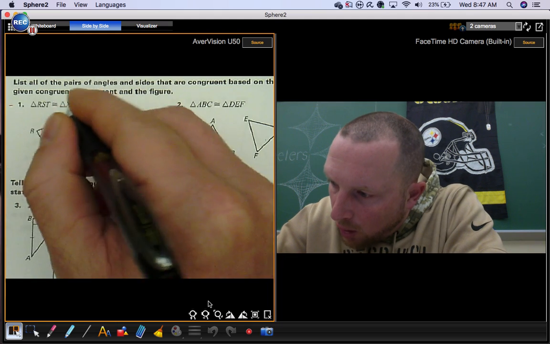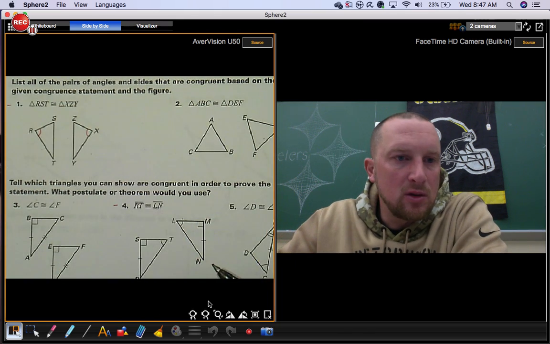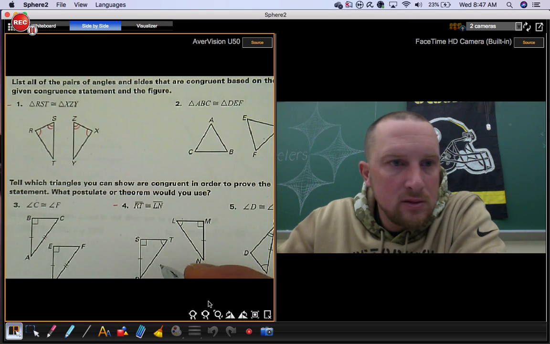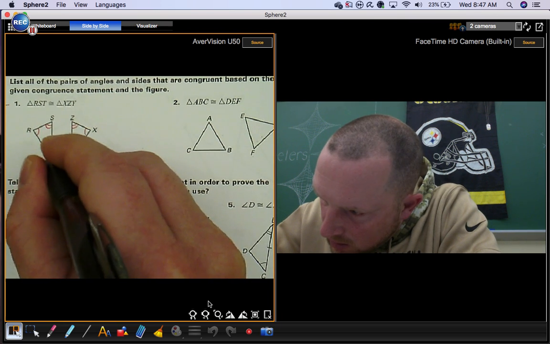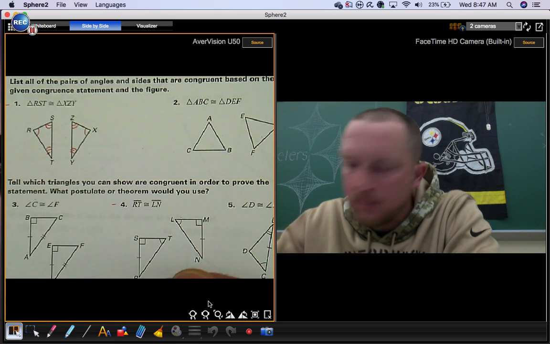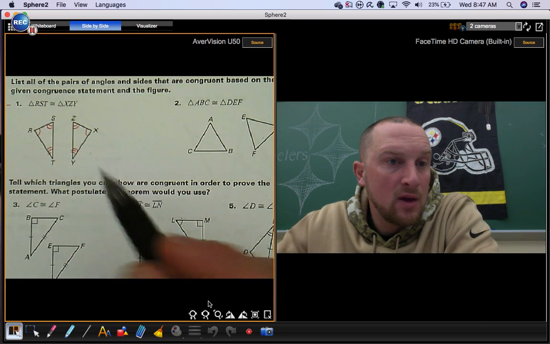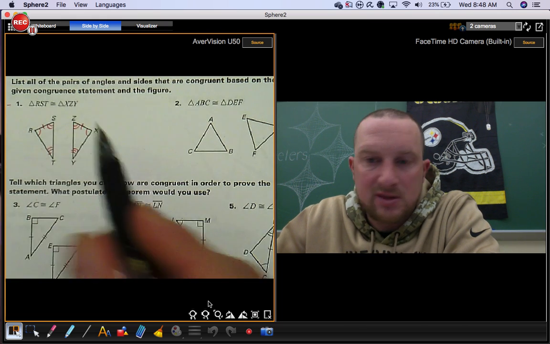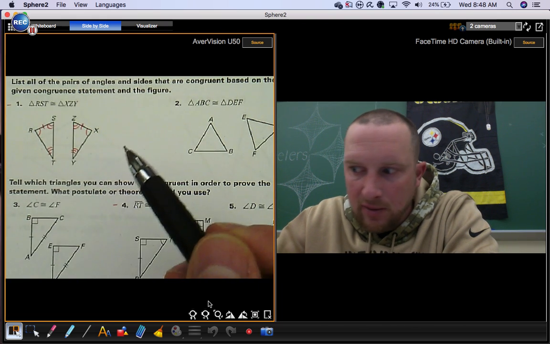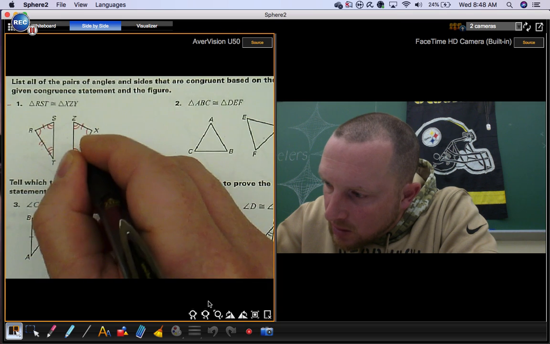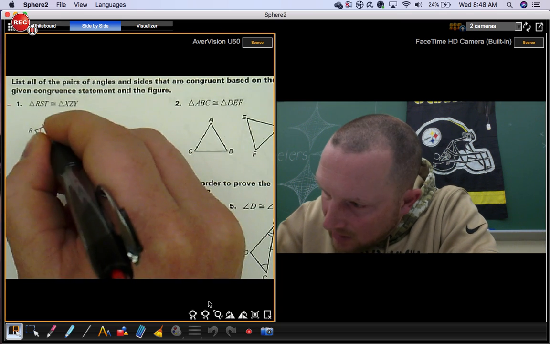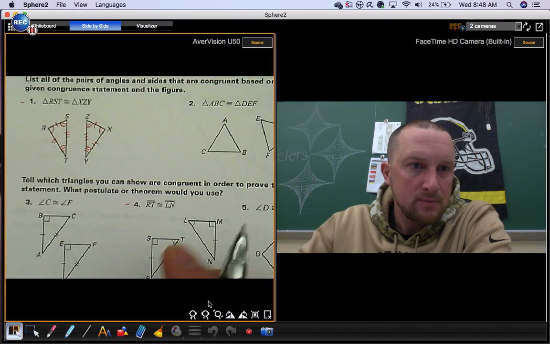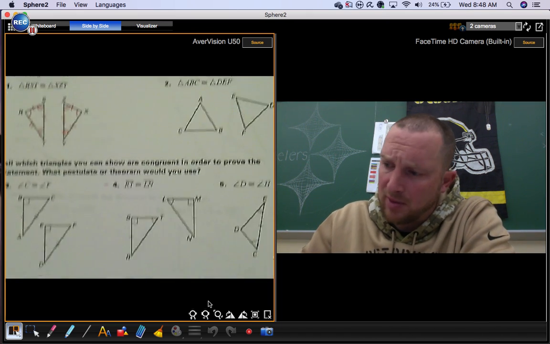You know that angle R is congruent to angle X because of the statement. Also, angle S is congruent to angle V. Angle T is congruent to angle Y. That's 3 things. Now the other things you know are the segments. This segment is congruent to that segment because of the statement, not because they look like they go together. Segment RT goes with segment XY, and segment ST goes with segment ZY. Number 2 is the same type of thing.